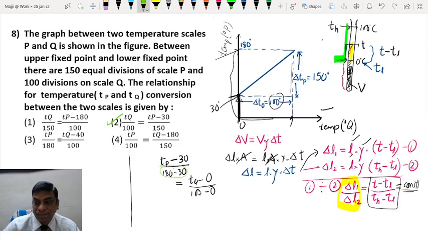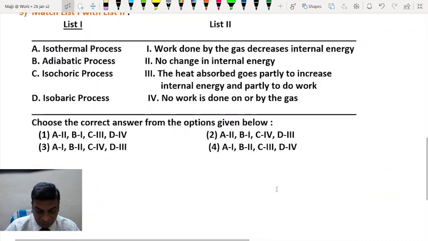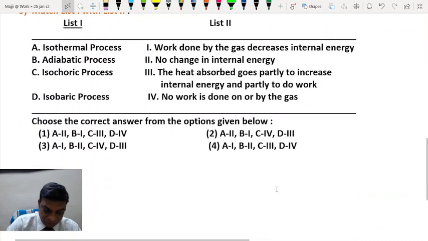So I hope that is clear. Moving on to the next question. You have to match the column from list 1 with list 2. This is very simple, students.